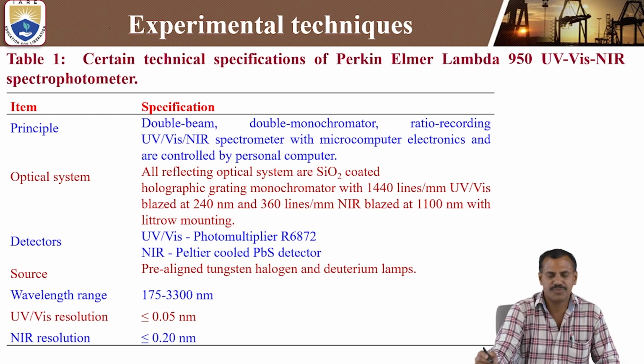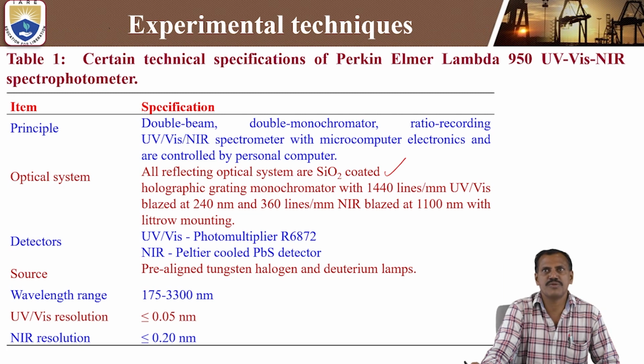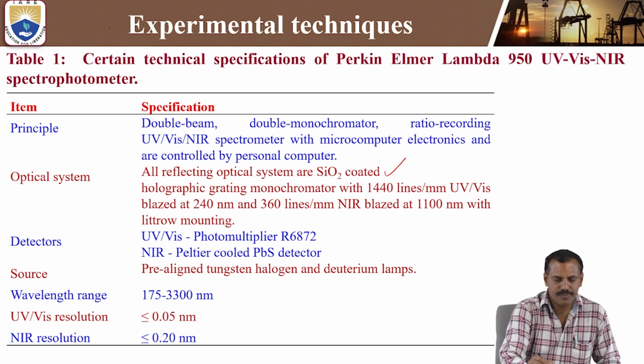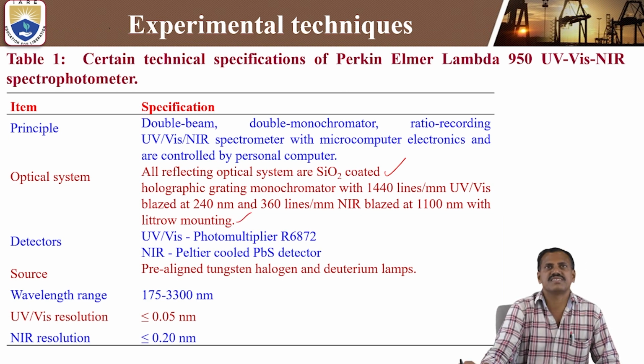All reflecting optical systems are silicon dioxide coated. The holographic grating monochromator has 1440 lines per mm, UV-visible blazed at 240 nanometer, and 360 lines per millimeter, NIR blazed at 1100 nanometer, with Littrow mounting. These are the optical systems of the optical absorption spectrometer.